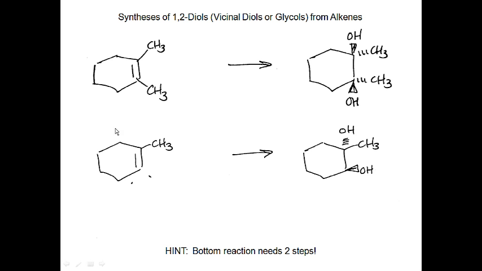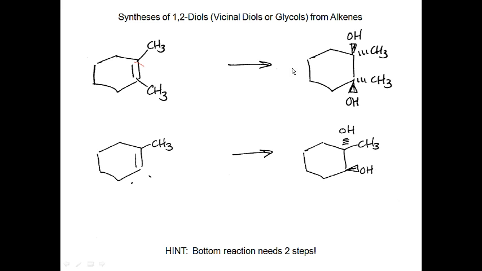How do we make 1,2-diols, or what are called vicinal diols or glycols? Well, there are two ways to think about adding the two OHs to the double bond. We can either add them cis or we can add them trans. So again, if you think you remember these reagents, take a minute, write down what you think they are, and then we'll see if you're right.